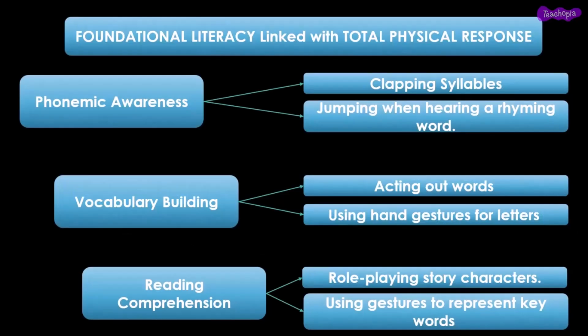Here, we see how foundational literacy is linked with total physical response through three main foundational blocks: phonemic awareness, vocabulary building, and reading comprehension. Further, each foundational block is categorized under various activities. For example, with phonemic awareness, clapping syllables and jumping when hearing a rhyming word can be used as TPR activities to help build learning and comprehension. With vocabulary building, acting out words, or using hand gestures for letters can be used to build vocabulary. Reading comprehension. Here, role playing for story characters and using gestures to represent keywords can be used to build reading.